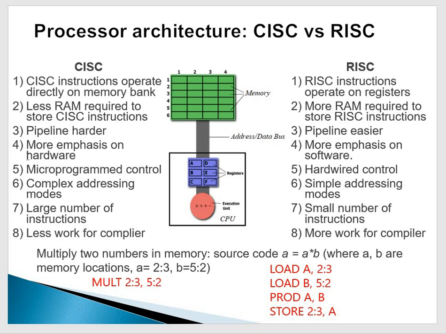Next, more emphasis on the hardware. The focus of the CISC processor is mainly on the hardware, and on the other hand, RISC processors put emphasis on the software part. The fifth difference is the microprogrammed control, and on the other hand, in case of RISC, it is hardware control. Before we differentiate these, we will try to understand what microprogrammed control and hardware control are.